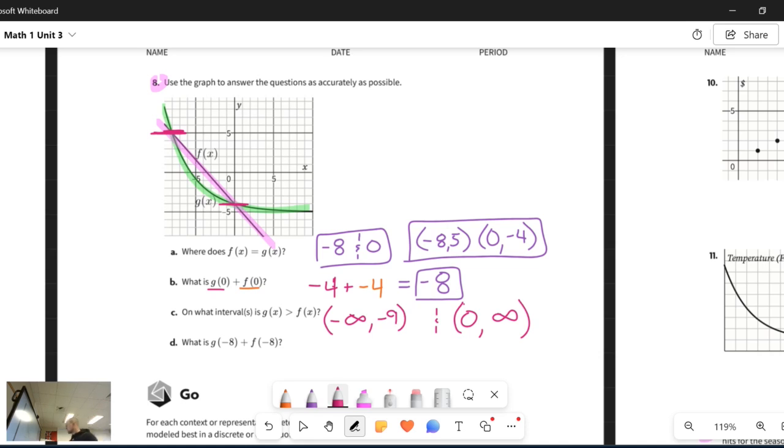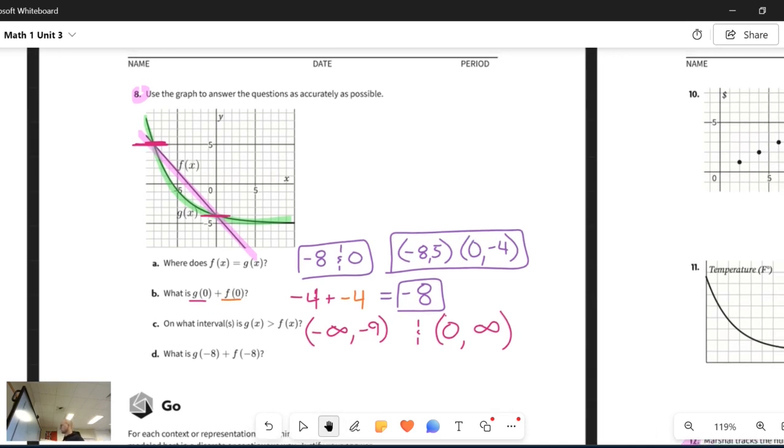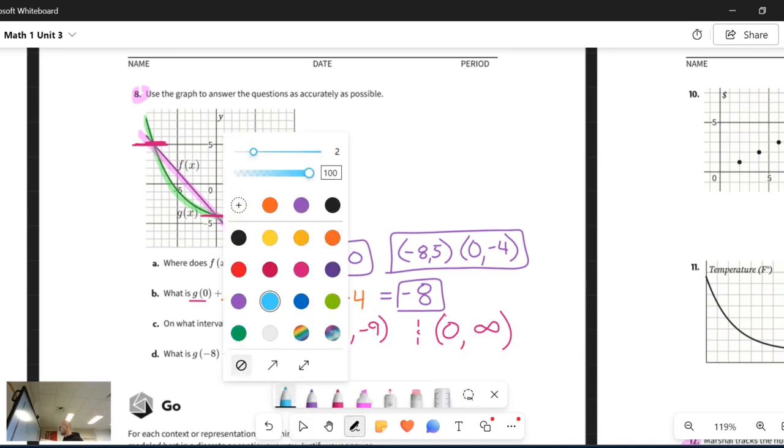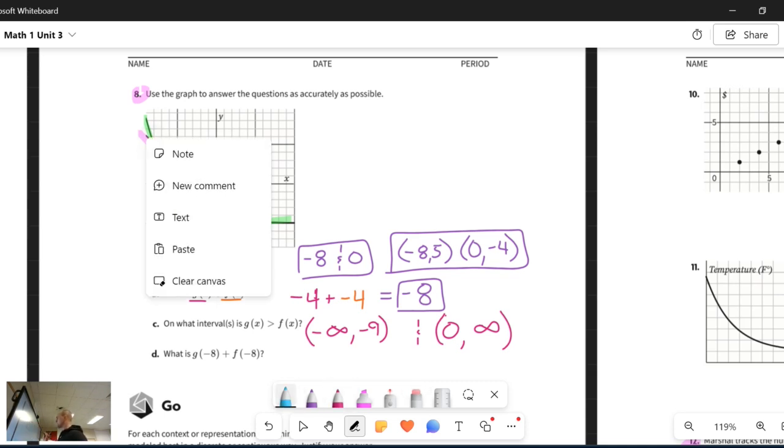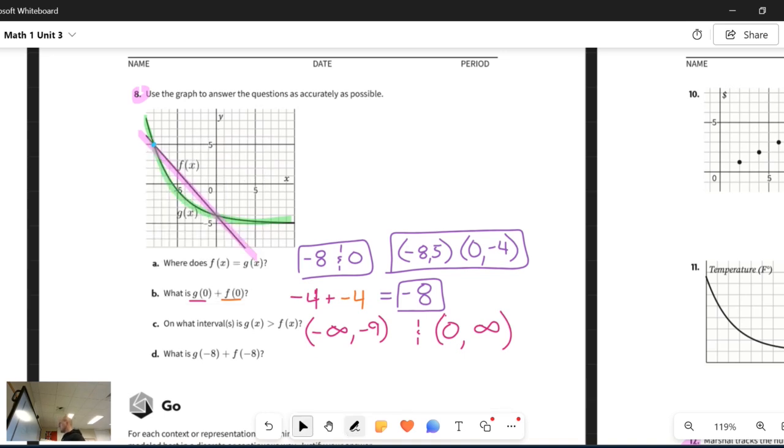For this last one, we've got all sorts of stuff written on there, so I apologize. Let's go get a color we haven't used. Let's go light blue. We want g of -8 plus f of -8. So we're looking for where g, our green function, is at 5, 6, 7, 8. I've got to get rid of some of this mumbo jumbo in here. There we go. So at that point, these are going to end up being the same.